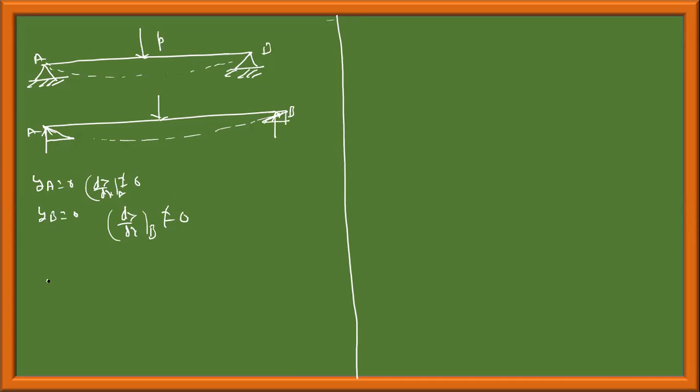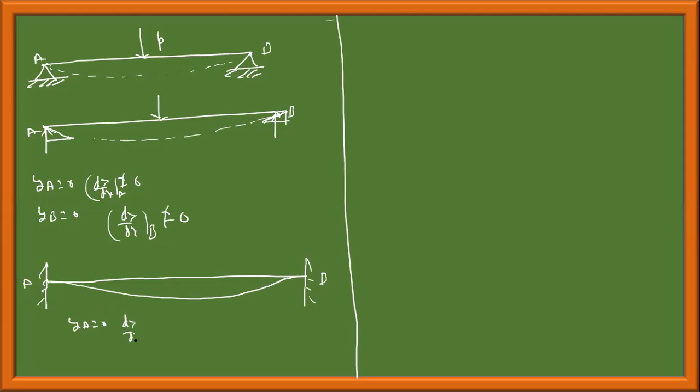When I say a fixed support, the beam will bend like this. So when I say fixed support, the slope at this point is also 0. The deflection at this point is 0, and the slope at this point is also 0. When I say point P, the deflection is 0. Similarly, the slope dy by dx at this point is also equal to 0.